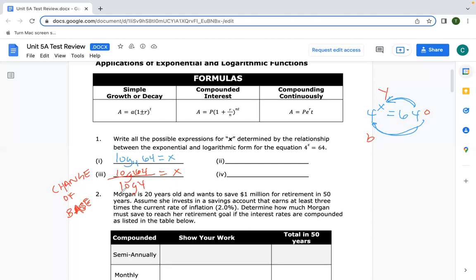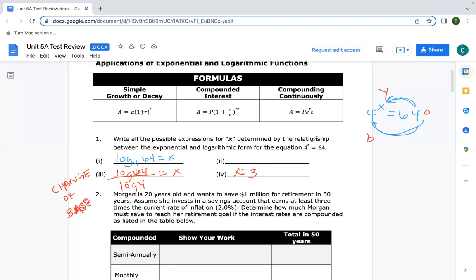So somebody in their calculator plug in log of 64 divided by log of 4. And tell me what you get. x equals 3. Good.